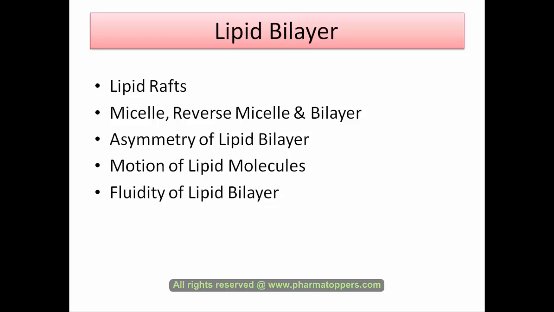In the case of the asymmetric lipid bilayer, it is due to the distribution of the phospholipids through the outer part and the inner part, where the outer part means the external part, and the inner part is the cytosolic side of the membrane. In the case of the motion of the lipids, it can be rotational motion or lateral motion. Fluidity of the lipid bilayer mainly depends on the lipid composition and the temperature.